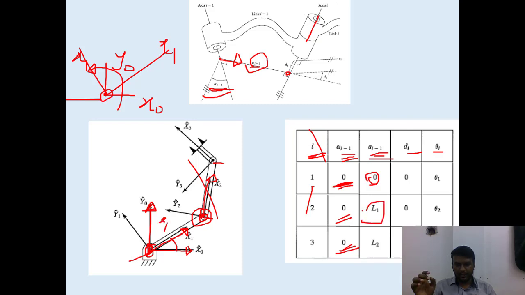This is given as L1 here. For the next one, this is called L2. This is nothing but the link length.